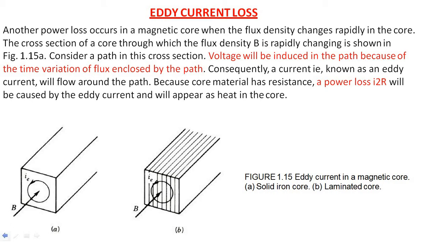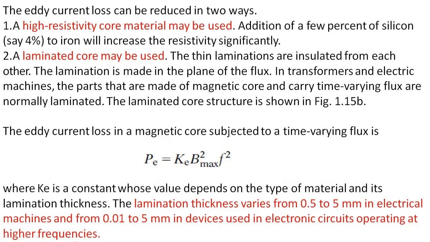First one is the solid iron core. Second one is the laminated core. The eddy current losses can be reduced in two ways. First, a high resistivity magnetic core material may be used. Addition of a few percent of silicon, say 4%, to iron increases the resistivity significantly.